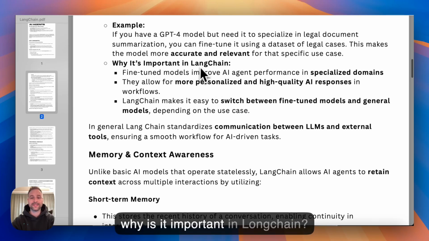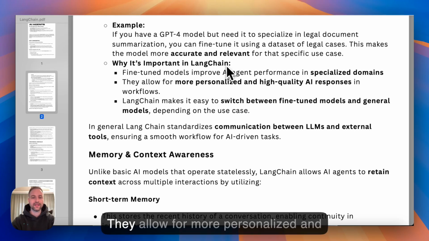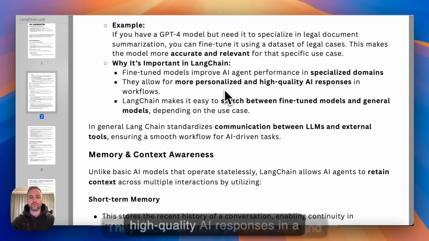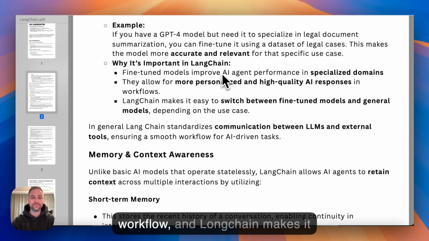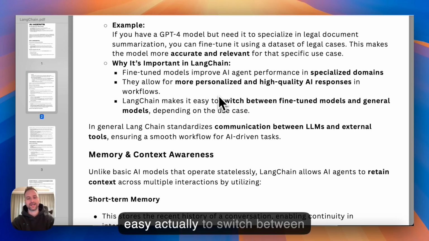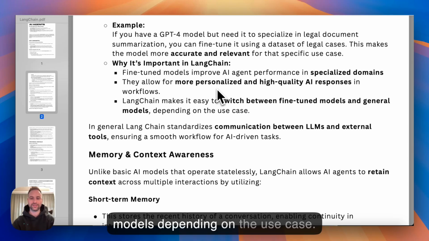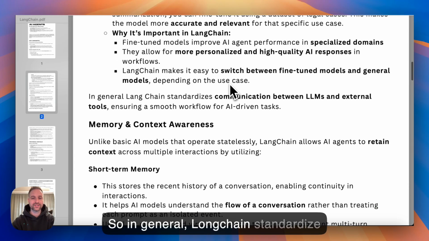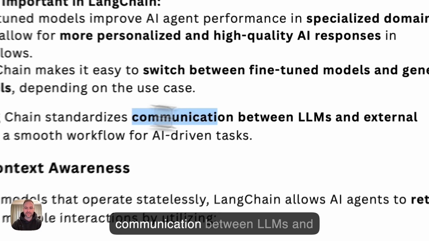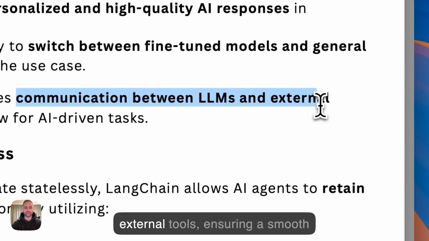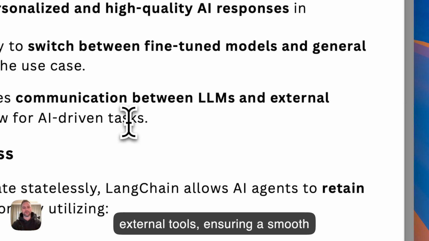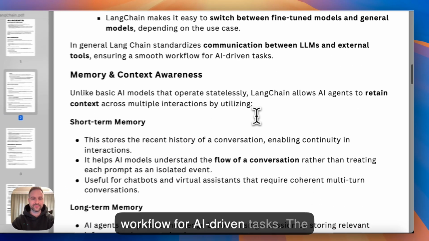So why is it important in LangChain? Fine-tuned models improve AI agent performance in specialized domains. They allow for more personalized and high-quality AI responses in a workflow, and LangChain actually makes it easy to switch between fine-tuned models and general models depending on the use case. So in general, LangChain standardizes communication between LLMs and external tools, ensuring a smooth workflow for AI-driven tasks.